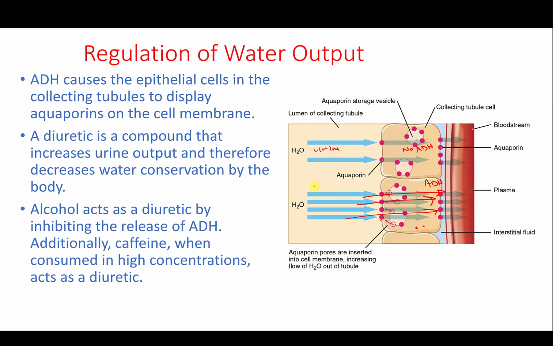This is the urine, all right? And then here is the plasma, the blood. So in case there is ADH, we will display more of the aquaporins, and that would lead to more absorption of water, and this water will go to the plasma. We understand, of course, alcohol, caffeine, all of those would block the ADH production, and therefore we will not have aquaporins on the surface of the cell, and therefore we will have plenty of urination.